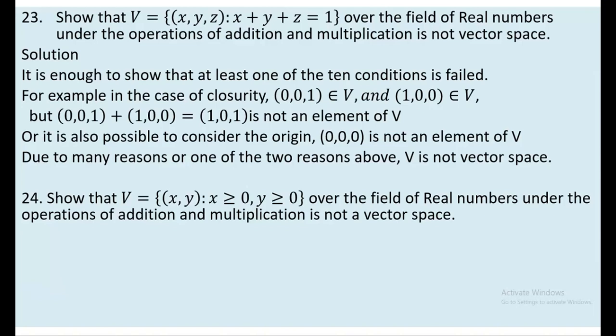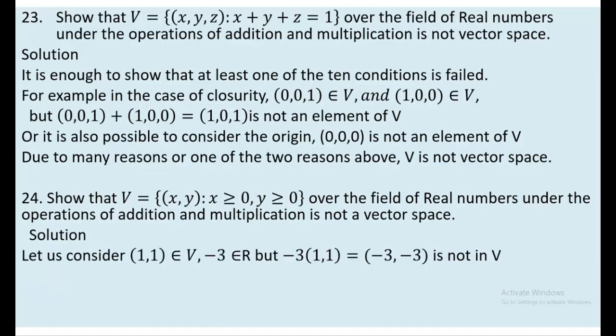And coming to the next one, question number 24, you are again given a certain collection of ordered pairs, as you see. Now you are again asked here to show that this collection is not a vector space over the field of real numbers. So as I said, you are free to take one of these 10 possible conditions and show that it is failing. So the solution goes like this.